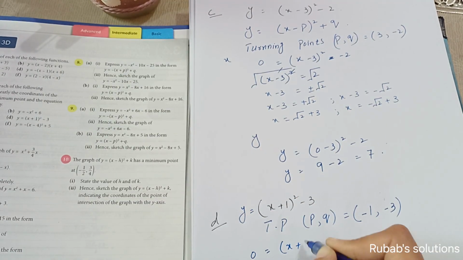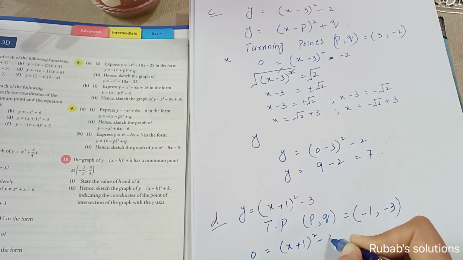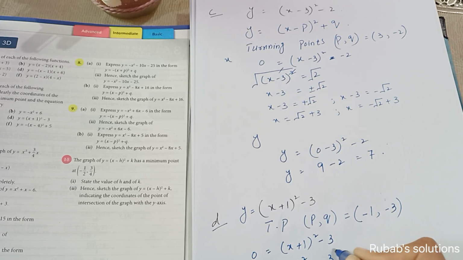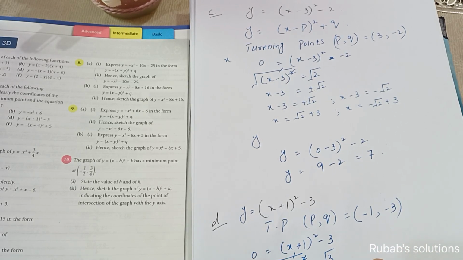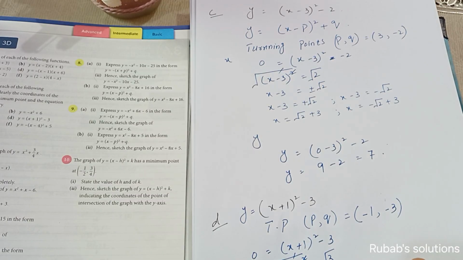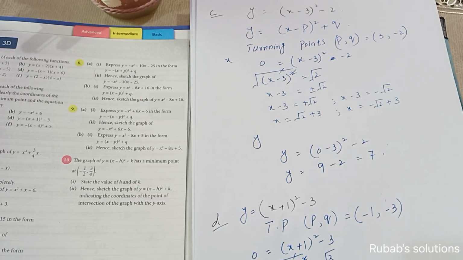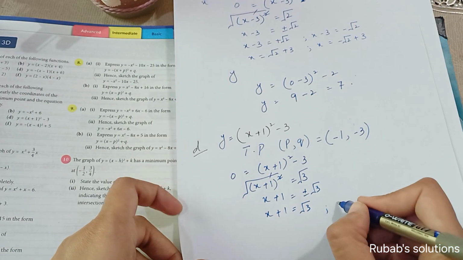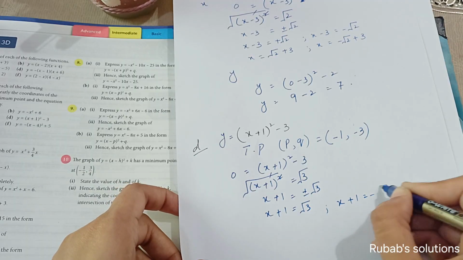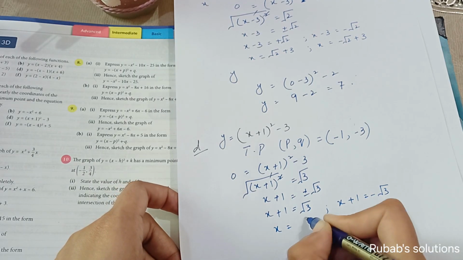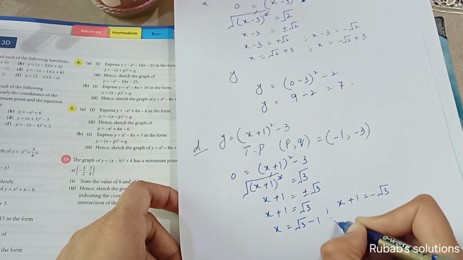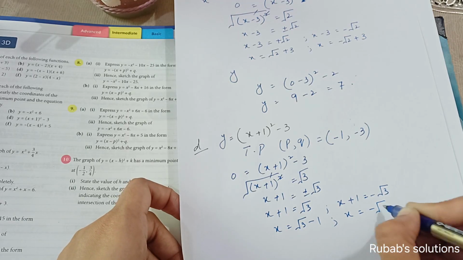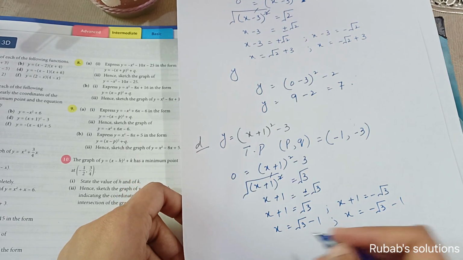So x plus 1 whole square minus 3 equals 0, which implies x plus 1 whole square is equal to 3. Taking square root on both sides, x plus 1 is equal to plus minus square root of 3. One time it will be x plus 1 is equal to plus square root 3, and other time x plus 1 is equal to minus square root of 3. So from here x is equal to square root of 3 minus 1, and from here x is equal to minus square root of 3 minus 1. So I got 2 points.